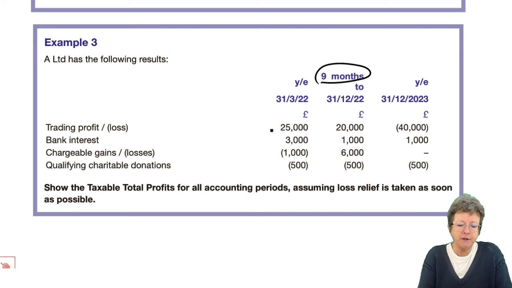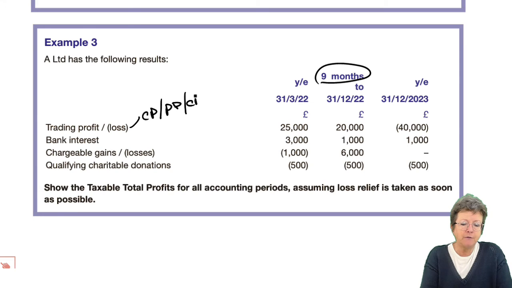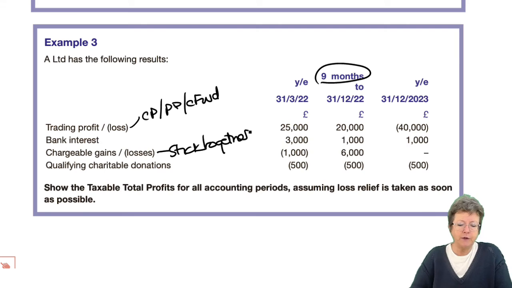We've got profits and then a loss for trade. We've got some bank interest receivable. We've got gains and losses. So we've got two types of losses here to do. Now obviously this is current period, previous period, carry forward. These stick together. And then we have QCDs.